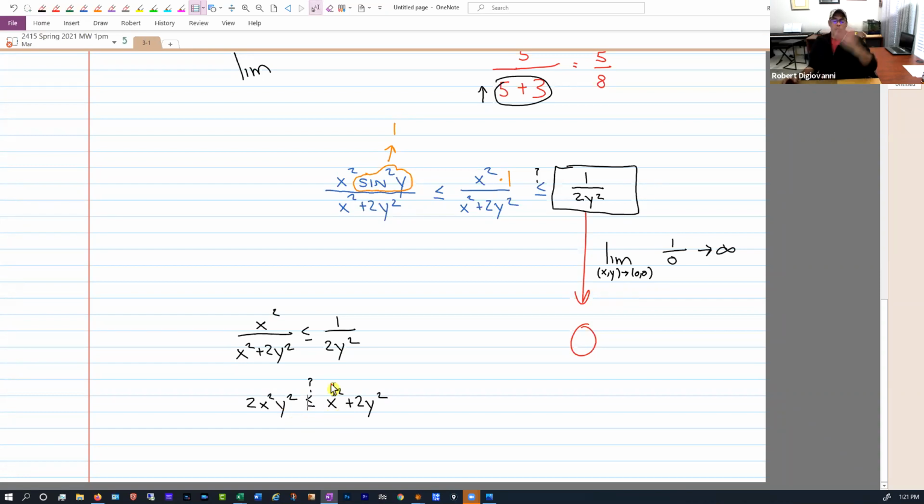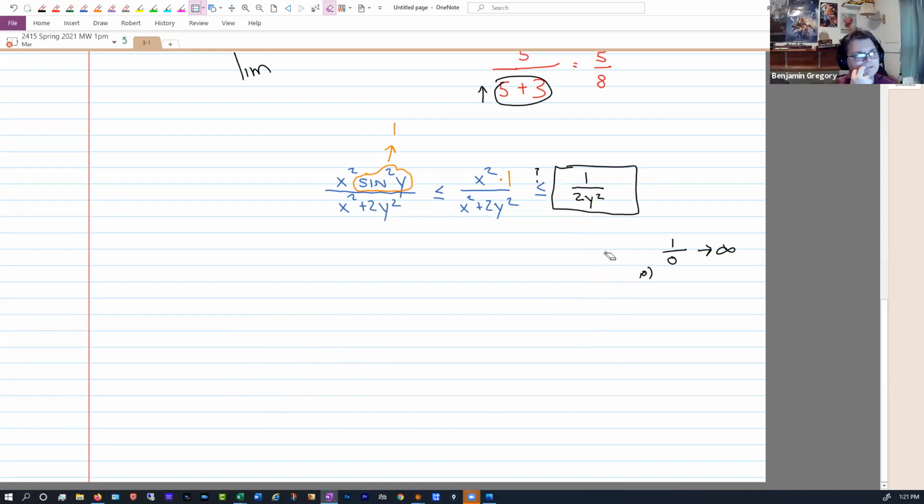So what am I getting at here? We are kind of in a tight spot. We're still trying to come up with a way to squeeze this. And in general, the difficulty of these problems is trying to figure out the function to squeeze it with. So I'm just going to erase this and try something else.